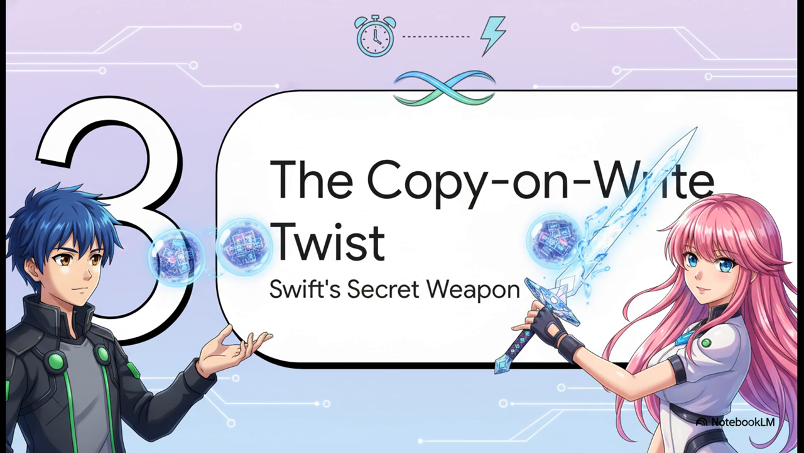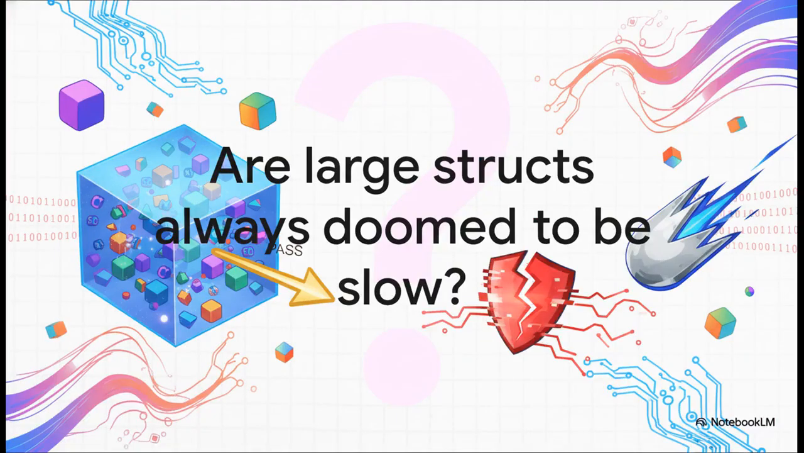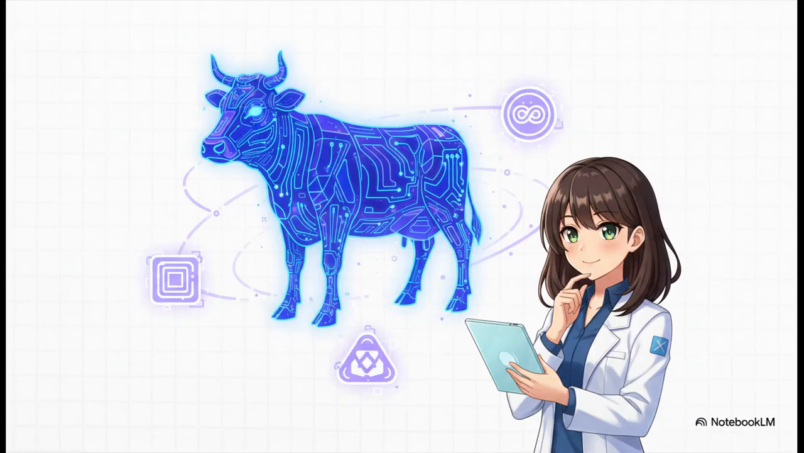But hold on, because this is where the story takes a really fascinating and frankly brilliant turn. This is really the million-dollar question, isn't it? If you have a big struct packed with data, are you just automatically stuck with a performance penalty every single time you need to use it somewhere else in your code? And the answer, thankfully, is a huge no. And the reason is this incredibly powerful optimization that's built right into Swift's standard library. It's called copy on write, or COW for short.